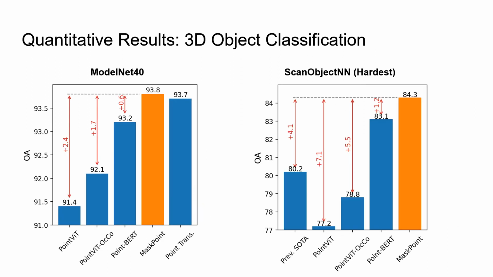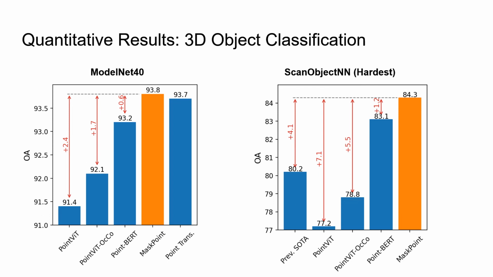For the results, we first compare our model with the baselines on 3D object classification tasks. On ModelNet40, Mask Point improves the train-from-scratch baseline by a significant 2.5% points. It also improves over the PointBERT baseline by 0.6%. Notably, for the first time, a standard transformer architecture outperforms sophisticatedly designed 3D point cloud networks like Point Transformer.